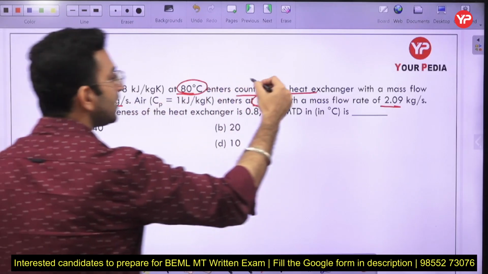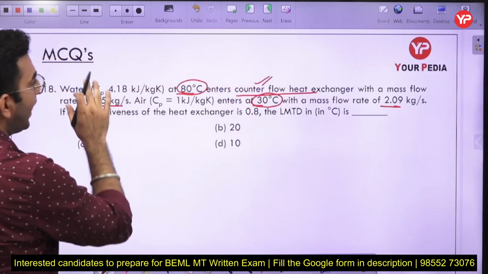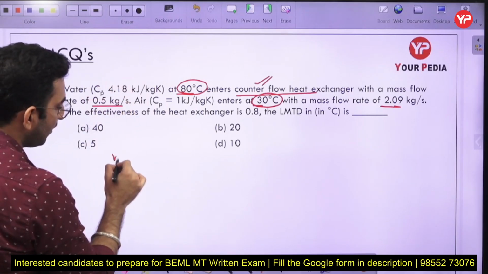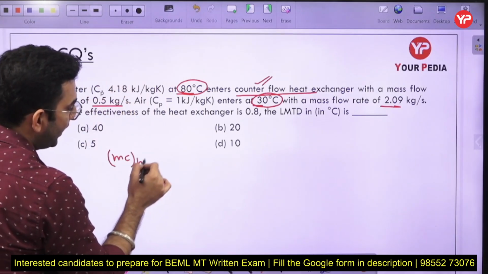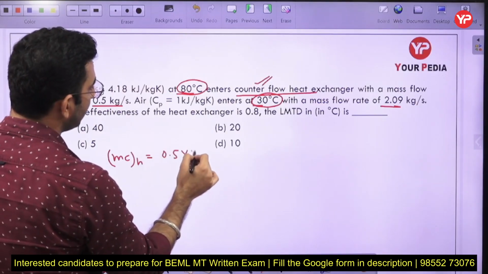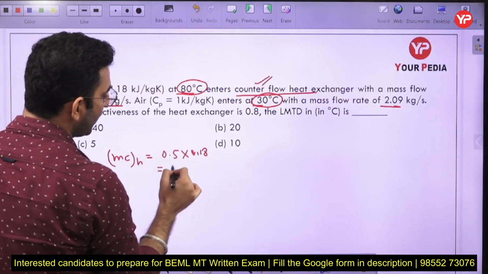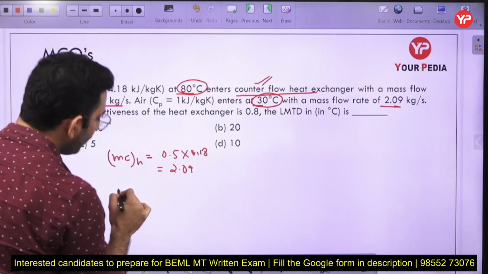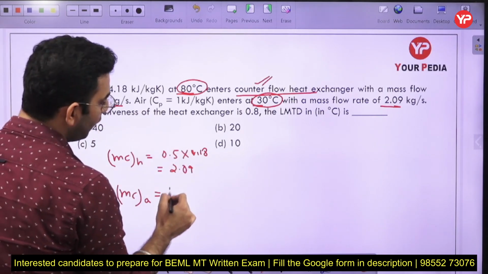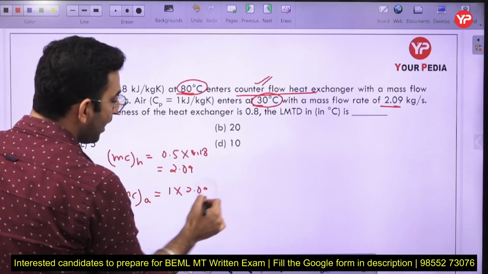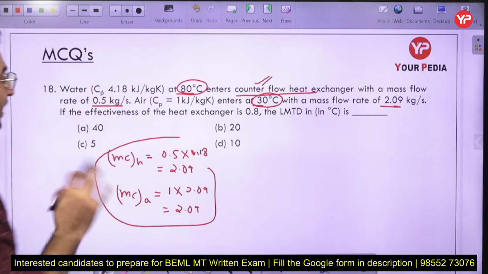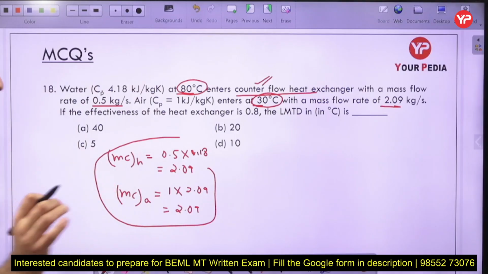Okay, so this is a case of a counterflow heat exchanger. And we also know the value of the mass flow rate of water as well as Cp here. So let us calculate the heat capacity of the water first. You are going to see it is coming out to be around 2.09, and if you find the heat capacity of the air, you are going to see 1 multiplied by 2.09. Again it is coming out to be around 2.09. So I can say it is a case of a balanced counterflow heat exchanger.